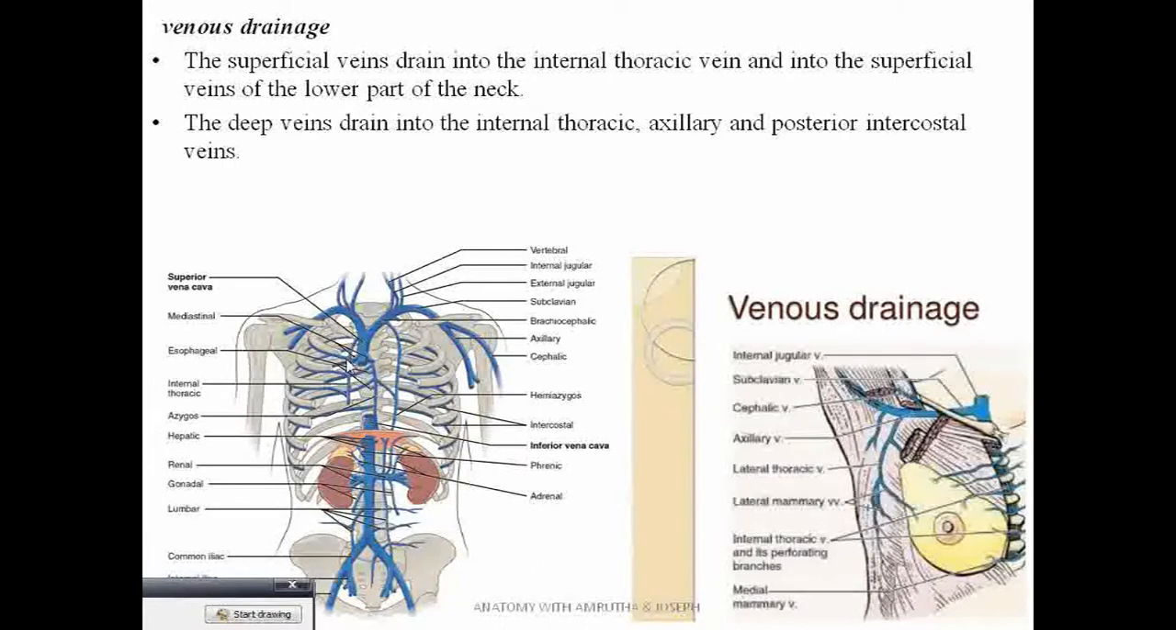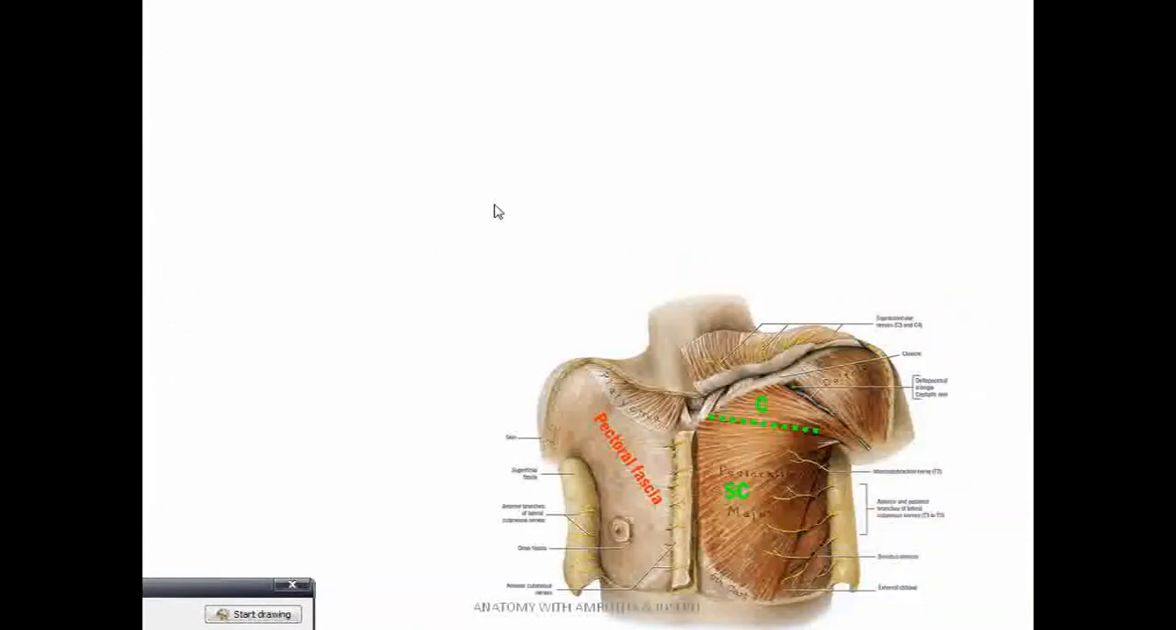Again, the deep veins will also drain into the internal thoracic vein, axillary vein, and posterior intercostal veins, which are located in the intercostal space. So superficial veins usually drain into the superficial veins of the neck and also the internal thoracic vein. The deep veins also drain into the internal thoracic vein, axillary, and posterior intercostal veins.